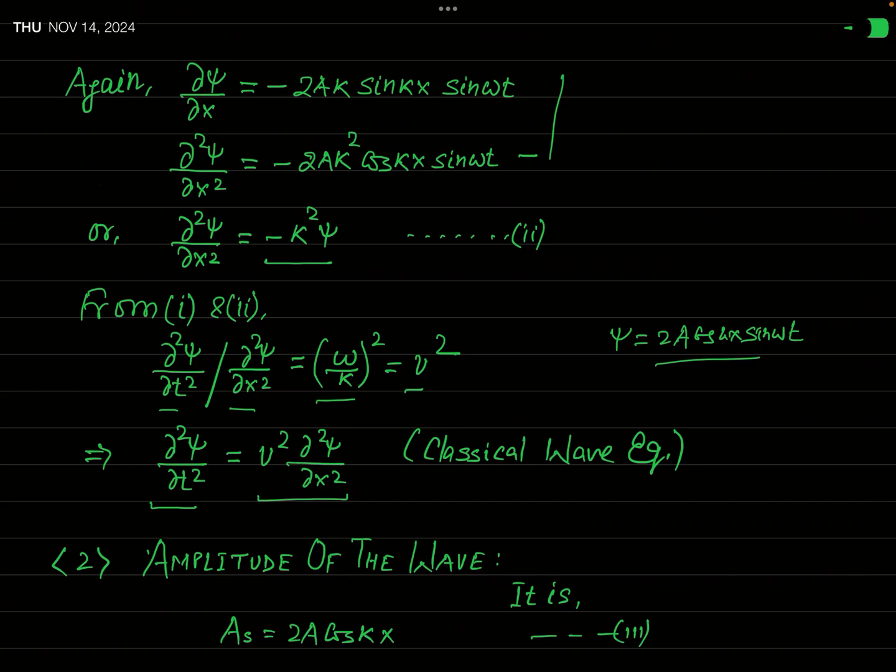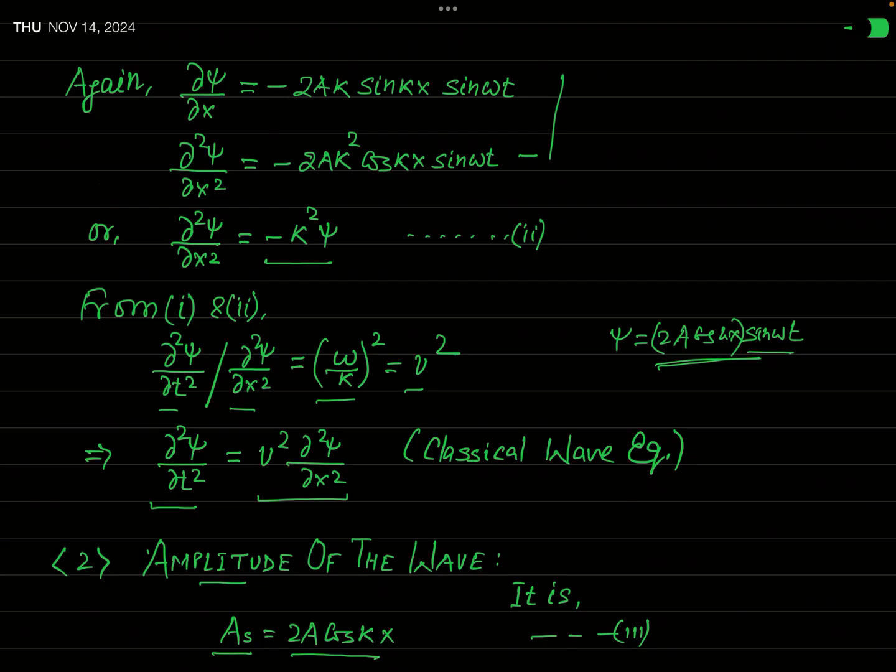Now let us see what is the amplitude of this wave. See this equation, psi equal to 2a cos kx times sine omega t. In fact, this 2a cos kx is the amplitude of this wave. If you denote the amplitude of a standing wave by the symbol A_s, where subscript s has been used for the word stationary or standing, then A_s is given by 2a times cos kx.